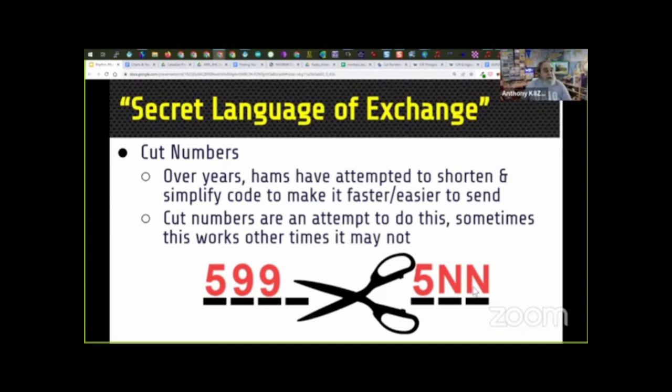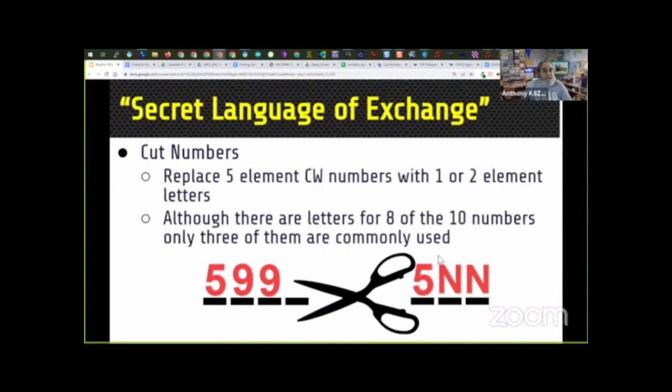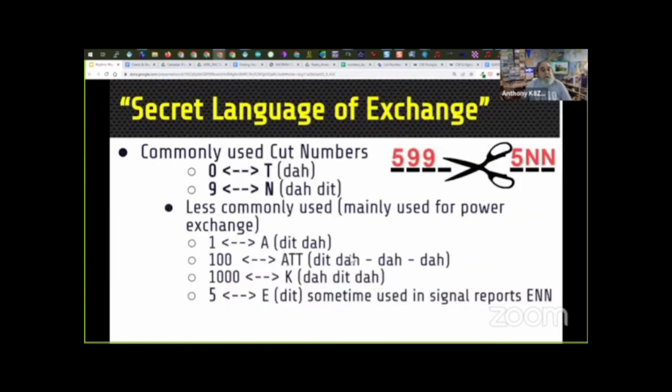Another thing that's started occurring just in the last 3 years is people have stopped sending the 5. They're now sending ENN. So you might hear some ENNs, but most people still send 5NN. So they're replacing a 5-element character, the 9, with a 1 or 2 element letter, such as the N in this case. There are cut numbers for almost all of the digits, but there are really only 3 that are commonly used: the N for the 9, the T for the 0, and the A for the 1. Those are the 3 most common cut numbers.